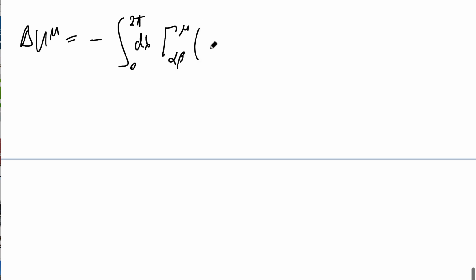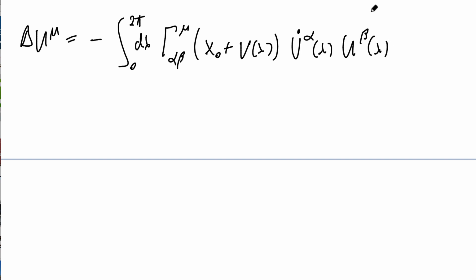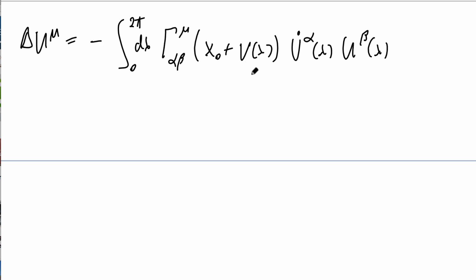We have δu^μ equals minus the integral from 0 to 2π of dλ times Γ^μ_αβ, which is a function of x(λ), but we can now write that as x_0 plus v. v, of course, depends on lambda. Then we had ẋ^α, but that can be written as v̇^α, and then times u^β(λ). Now, since v is small, we can expand the Christoffel symbols in a Taylor series.